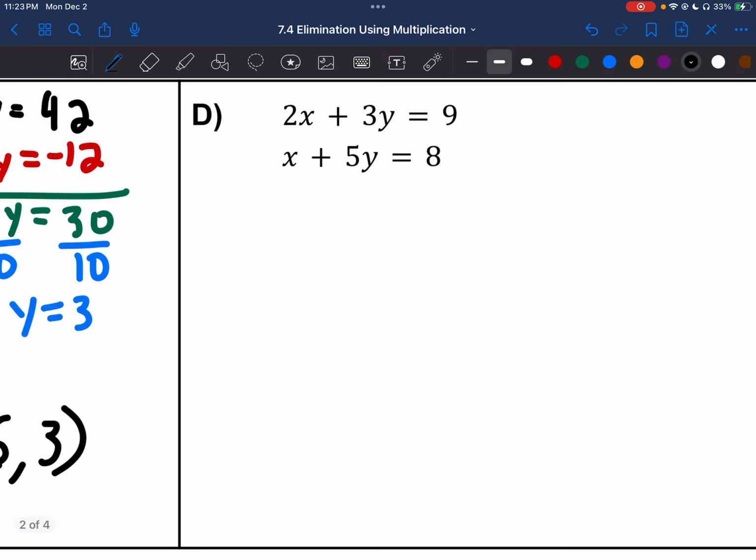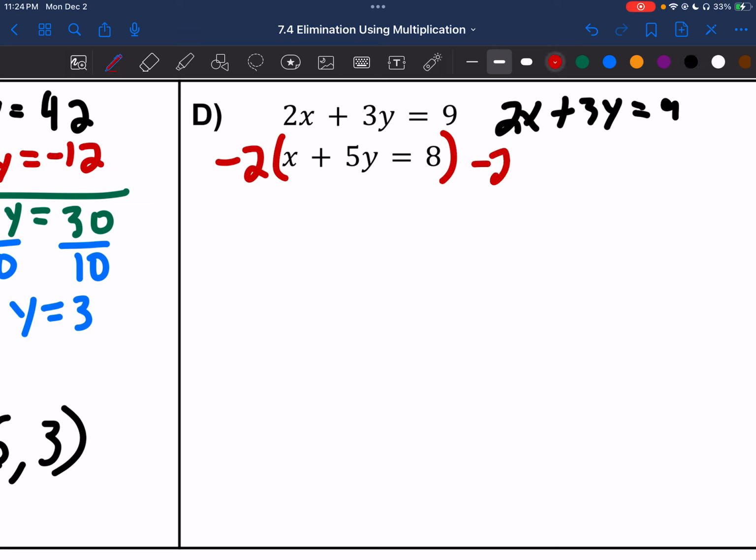Letter D. In this instance, nothing is opposite signs, but I can pretty easily multiply that bottom equation by a negative 2 in order for us to get some additive inverses. So we get 2x plus 3y equals 9. We're going to multiply. We get negative 2x minus 10y equals negative 16.